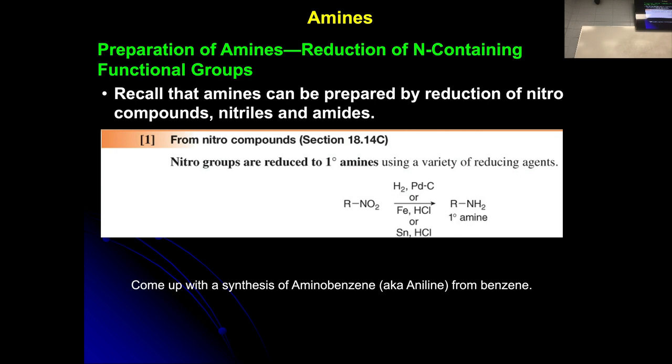It turns out that iron and HCl or tin and HCl will not reduce a carbon-carbon double bond. It's not good at that, but it is good at reducing a nitro group into an amino group.